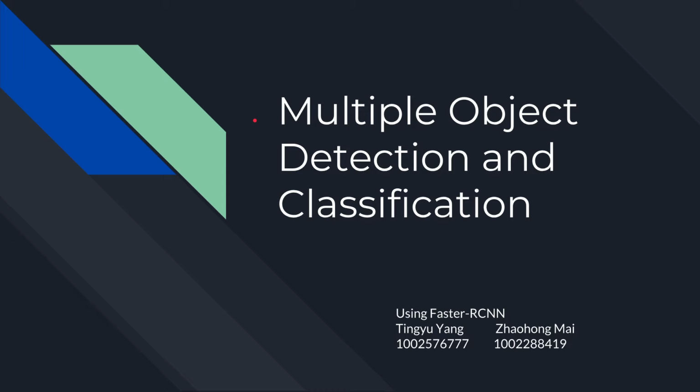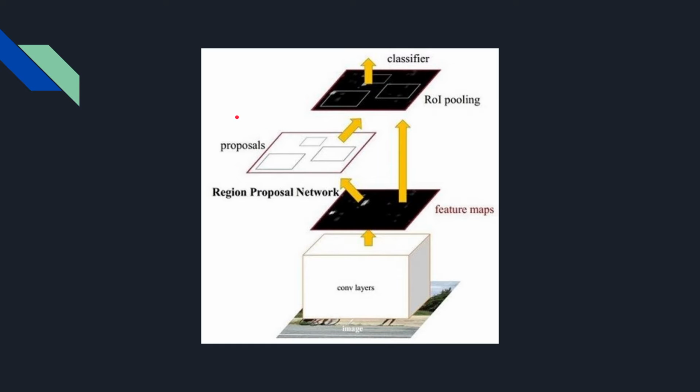First, we're going to introduce how Faster RCNN works. Faster RCNN has 4 steps to do the job. First is processing through the convolutional layers, and second is introducing the region proposal network. Third is processing through region of interest pooling, and fourth is detecting and classifying the object.